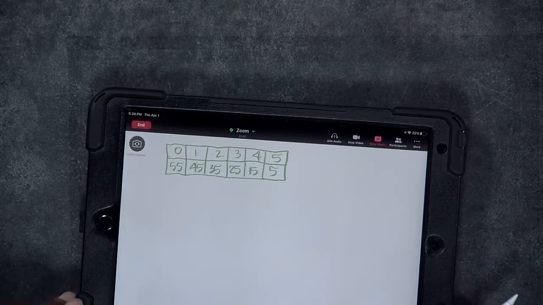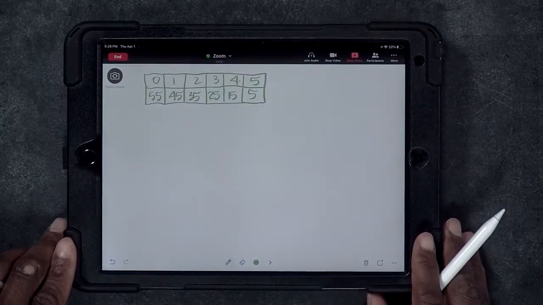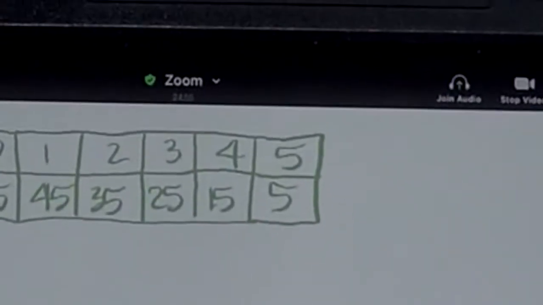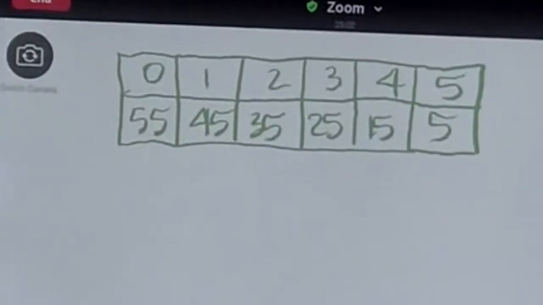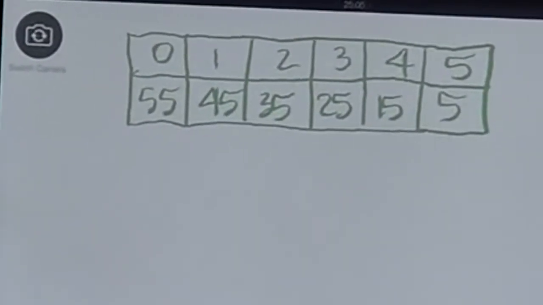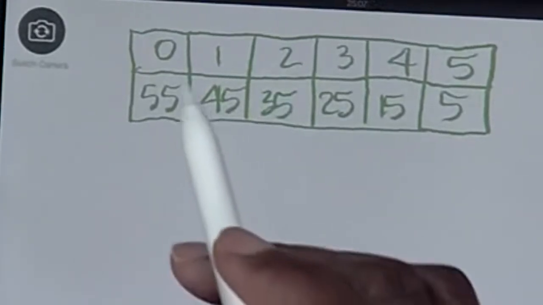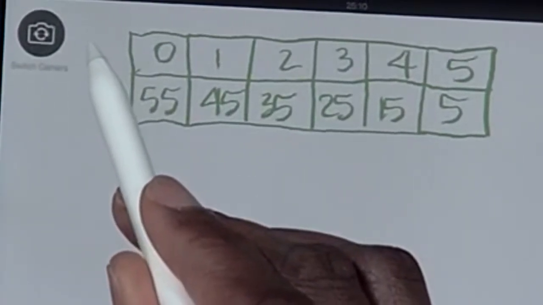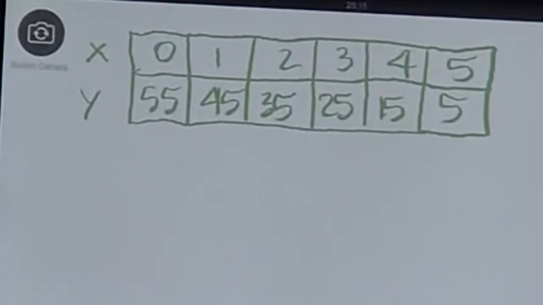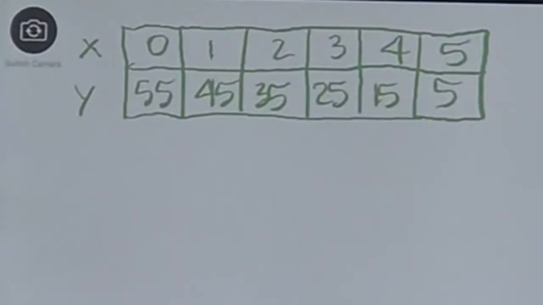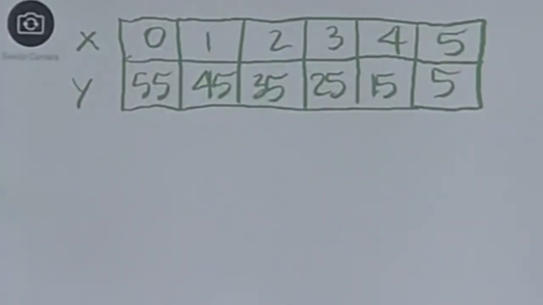All right, so we've got a problem here. And basically it might not look like a problem. Let's take a look at this here. We've got some data. We've got the 0, 50, let's call this an x value and a y value. We've got the point 0, 55. We've got the point 1, 45. We've got the point 2, 35, 3, 25, and so forth and so on.